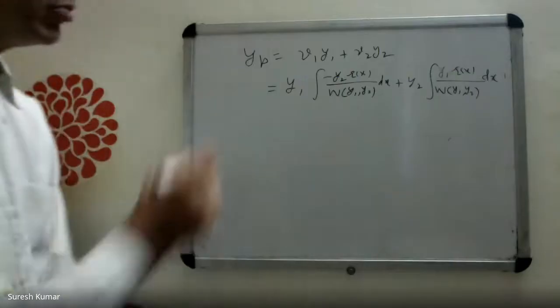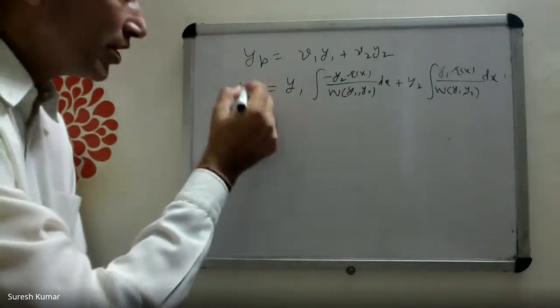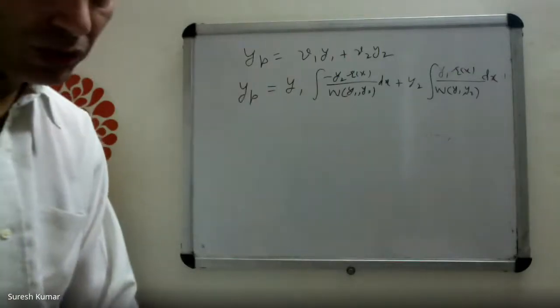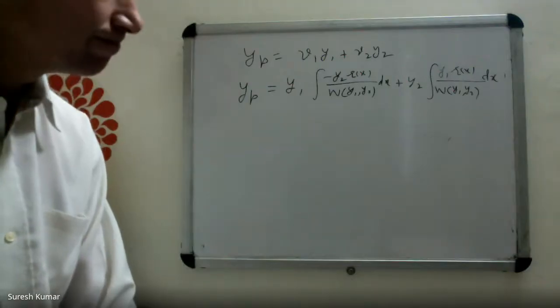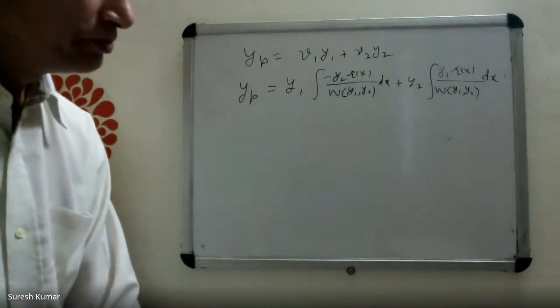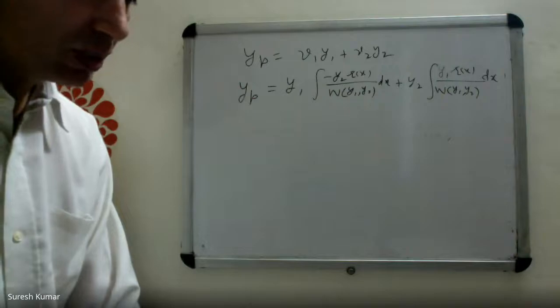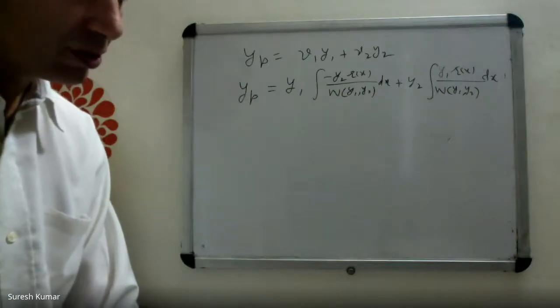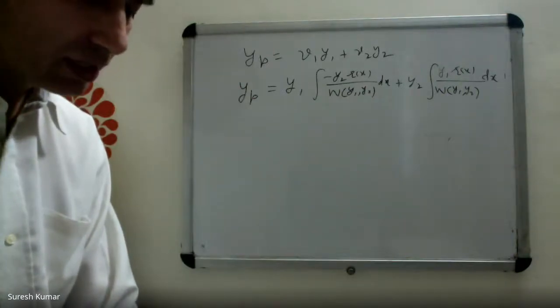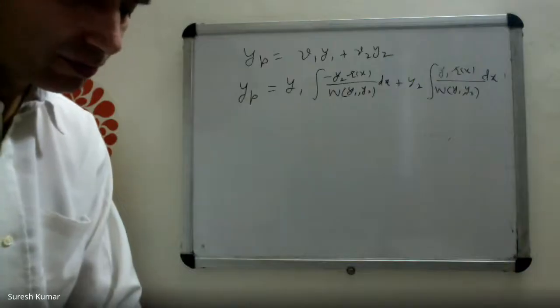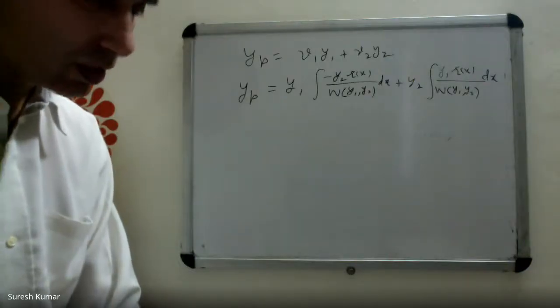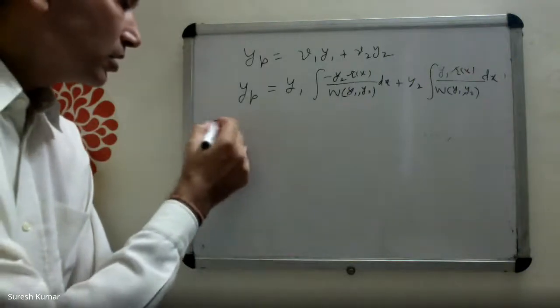So this is the formula that you will use for finding yp using the method of variation of parameters. For using in the problems, you have to remember it. You can use this directly in the problems. Okay. Let's see an example.